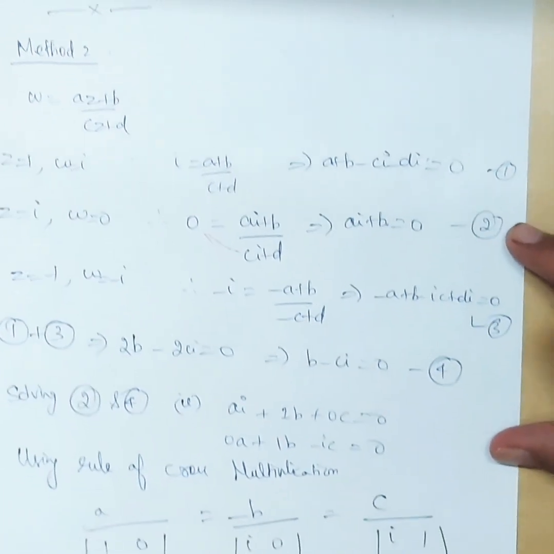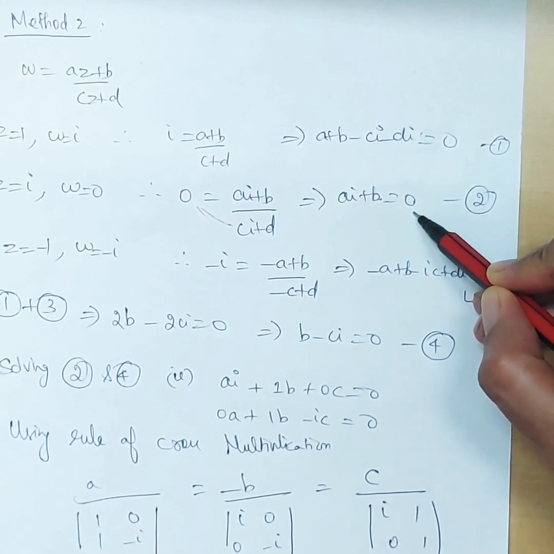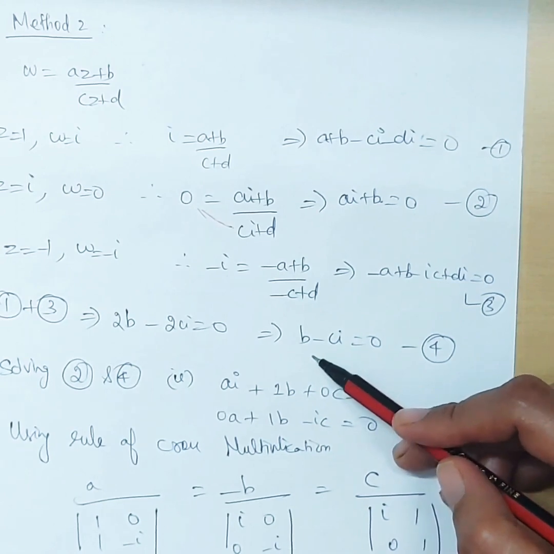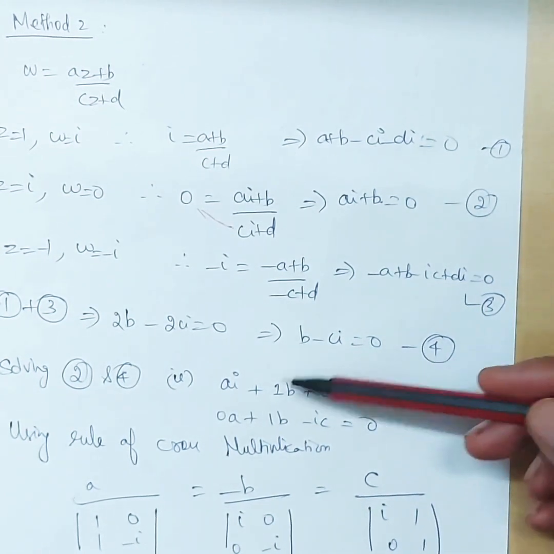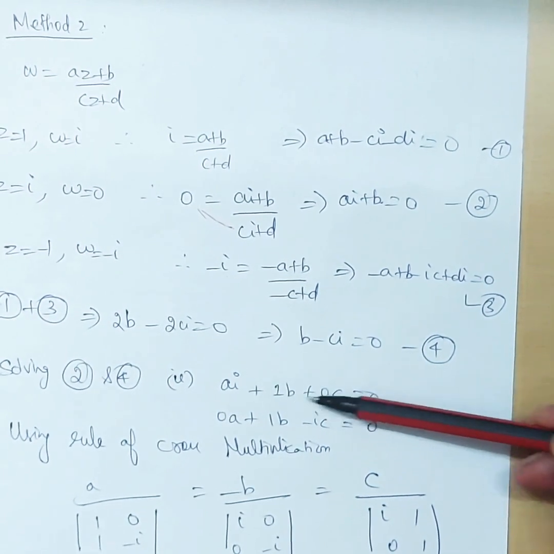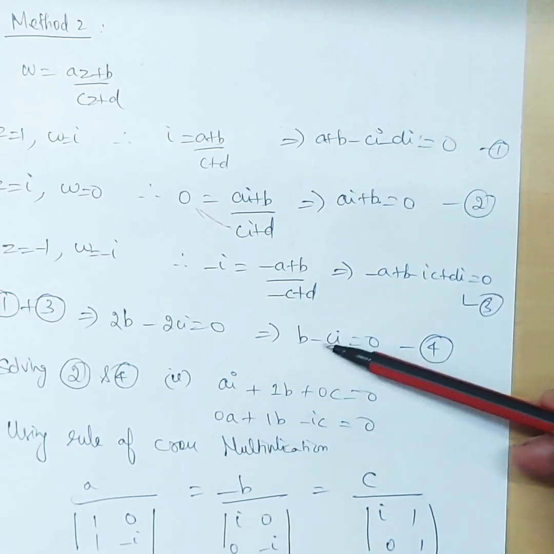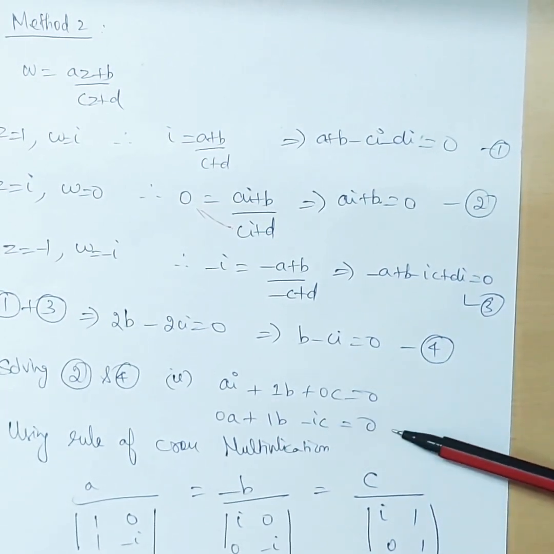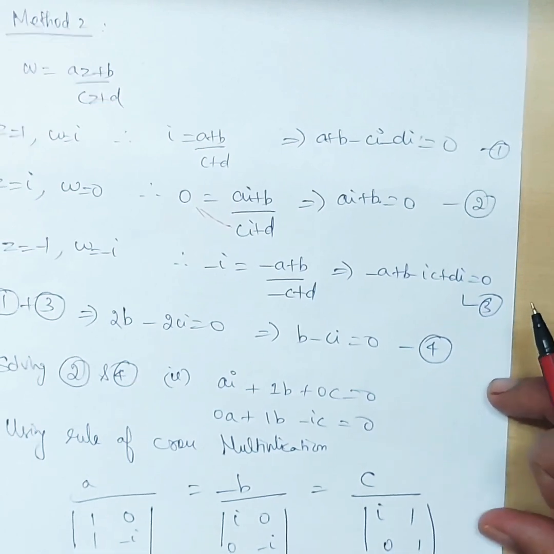So now what you are going to do is, this equation is also having two terms, A, B. There is no C. Here there is no A. So we got equations with three unknowns. So AI plus 1B plus 0C. C is not there, so you mention it as 0. Again here in the second equation A is not there, so 0A plus 1B minus IC equal to 0. Now we will be using the rule of cross multiplication to find A, B and C.